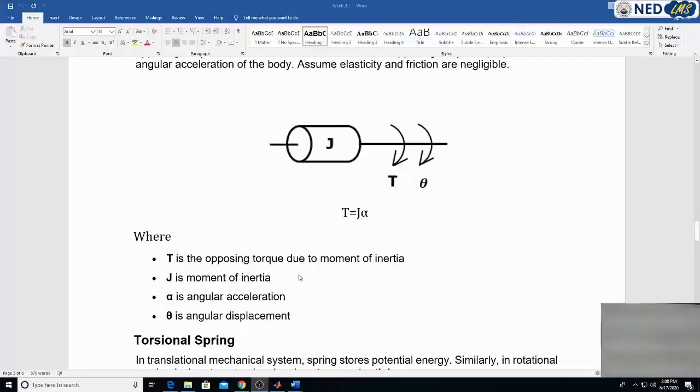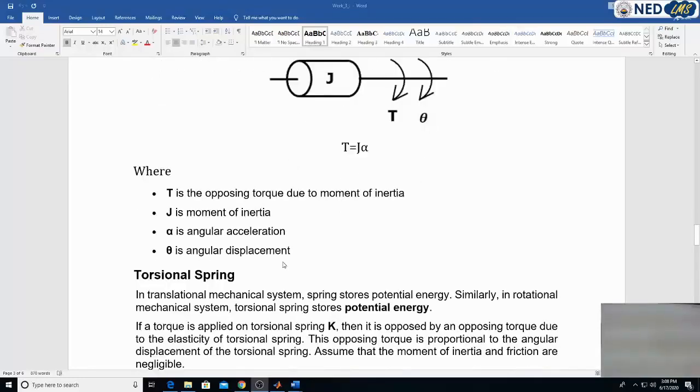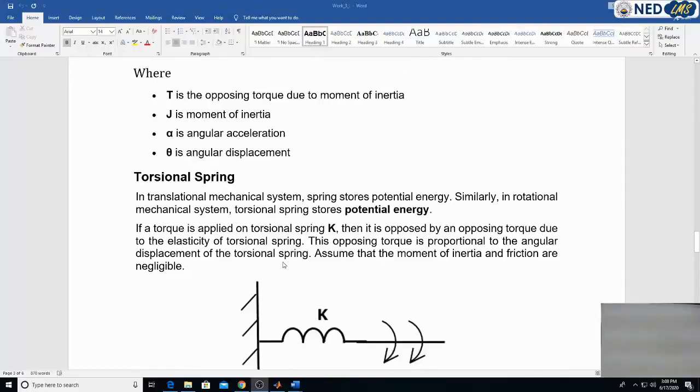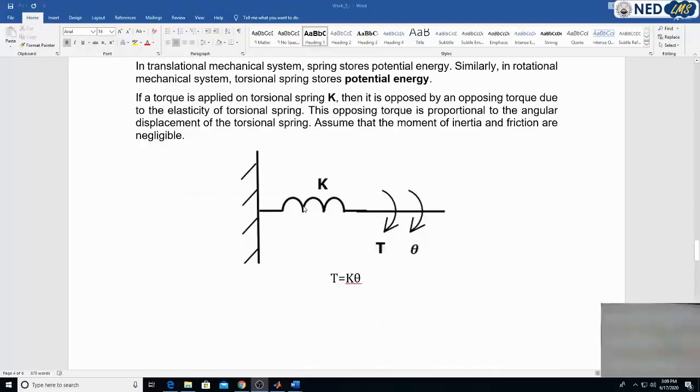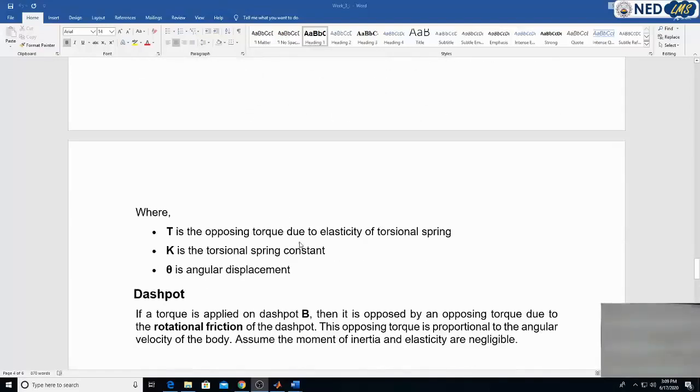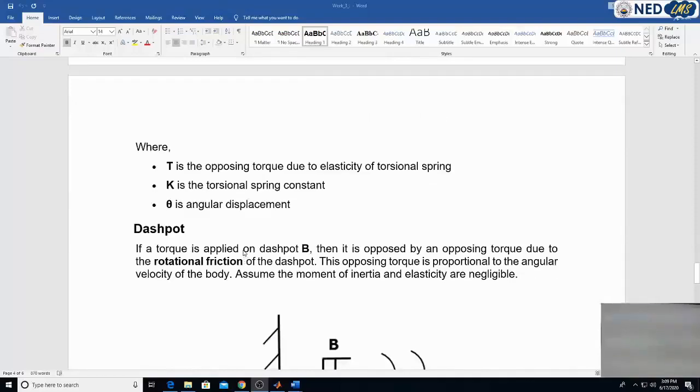Similarly, alpha is the angular acceleration. When we talk about the torsional spring, this is the spring facing the rotational movement, and potential energy is stored in it. The opposing torque produced by the elasticity of this torsional spring can be represented by the equation tau equals k theta. This opposing torque is directly related to the angular displacement. Here tau is the opposing torque, K is the torsional spring constant, theta is the angular displacement.